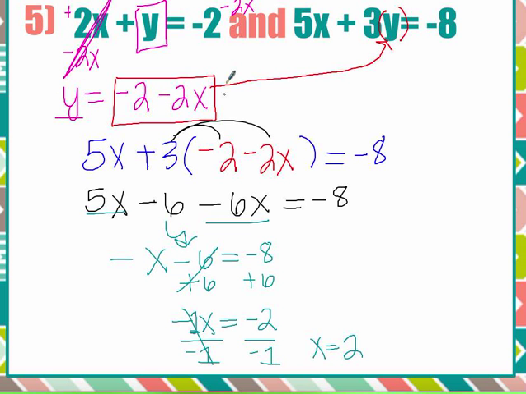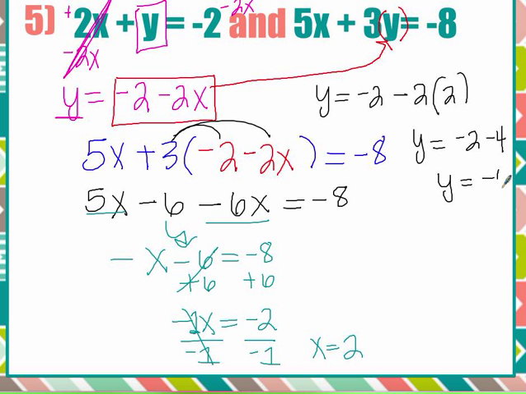But now I want to be smart about it. This is an equivalent form of this first equation. So instead of going back to one of the originals, I can really do it in this one. I could plug it in here and find out that y is equal to negative 2 minus 2 times 2. So y is equal to negative 2 minus 4. So y is equal to negative 6.